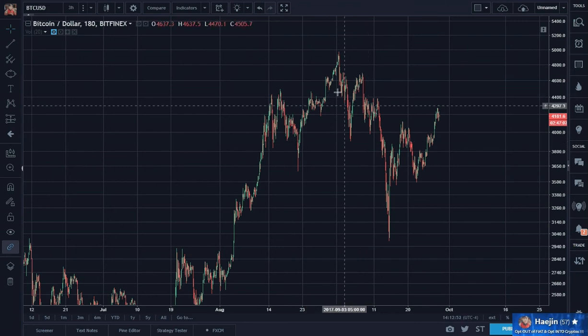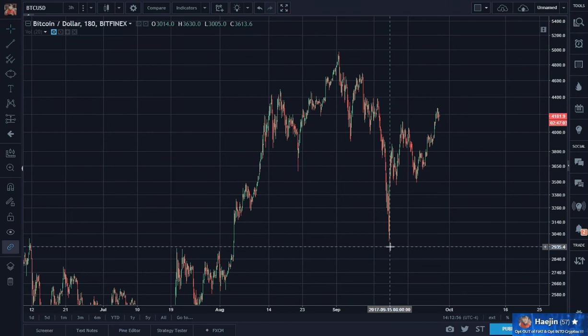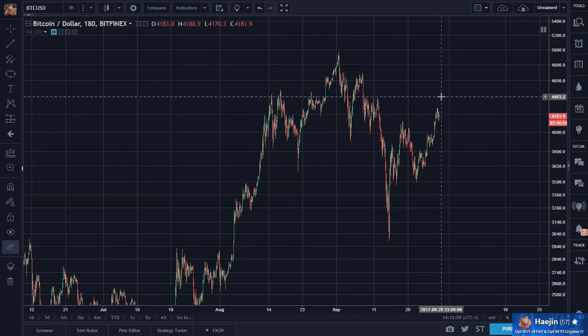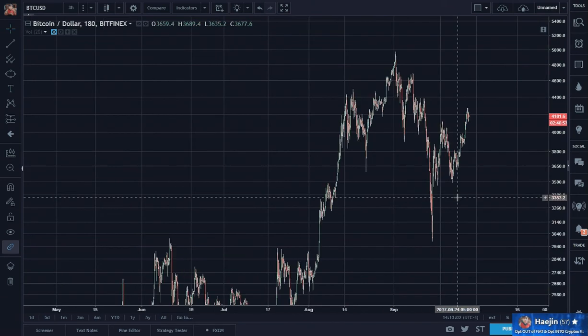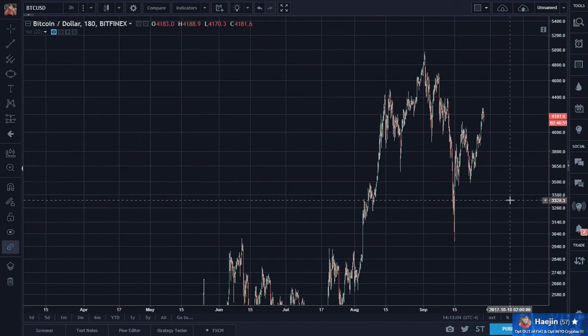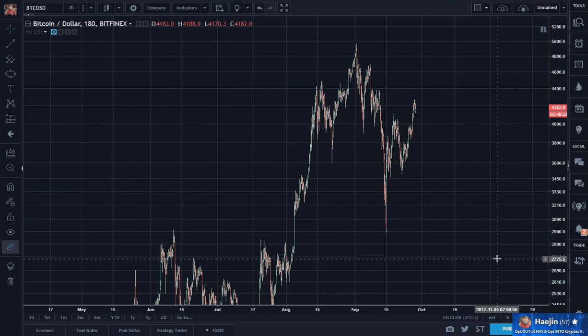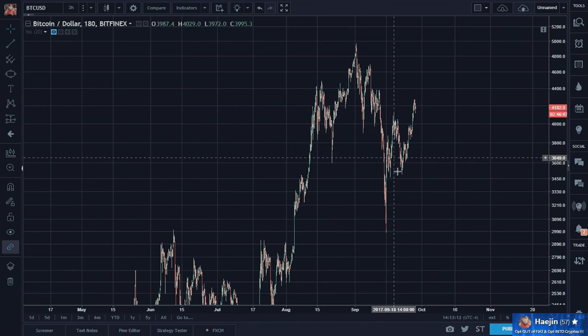If this is the bottom of wave 4, A, B, C, then we need to have an impulsive wave. But when I look at it from a distance, what bothers me a little bit is the ABC nature of this. ABC.